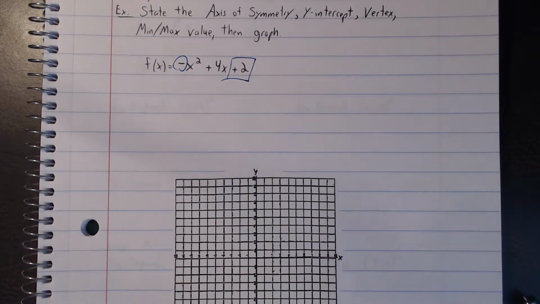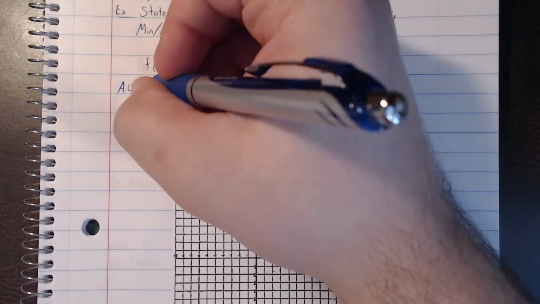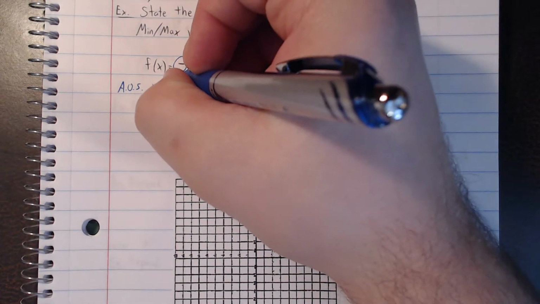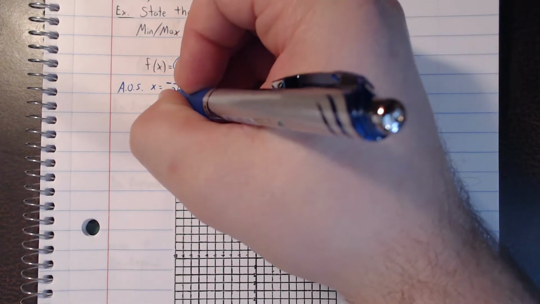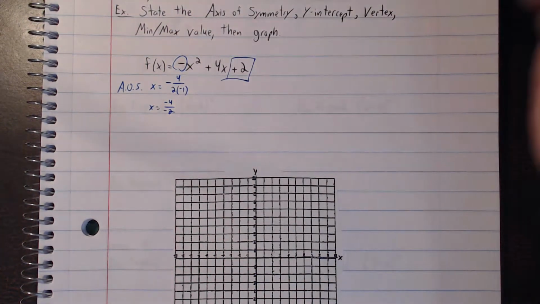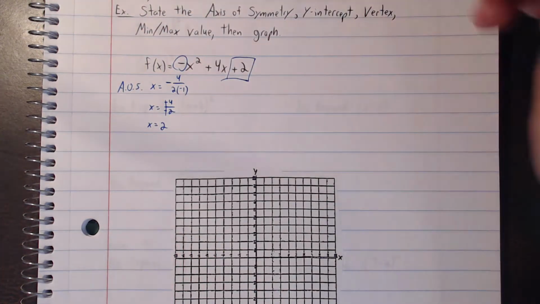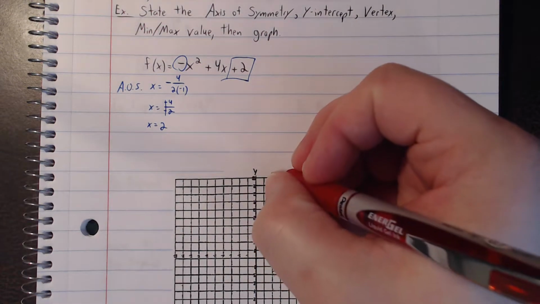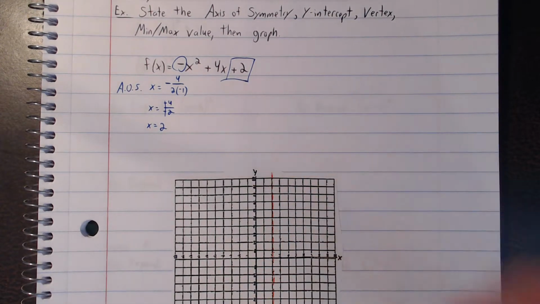Okay, but let's see. If we want to do axis of symmetry first, we're going to do x equals negative b on top divided by 2 times our a value, which is -1. Let's see, that's -4 on top, -2 on bottom. Our negatives are going to cancel out. 4 divided by 2 gives us 2. So our axis of symmetry is 2. Let's see. Here's our axis of symmetry on our graph.